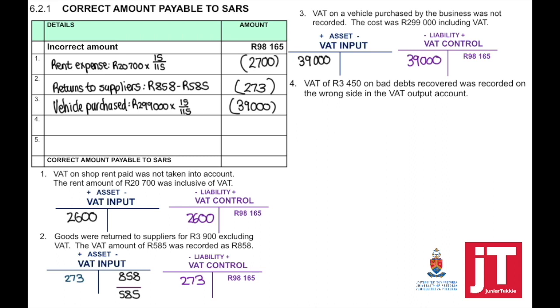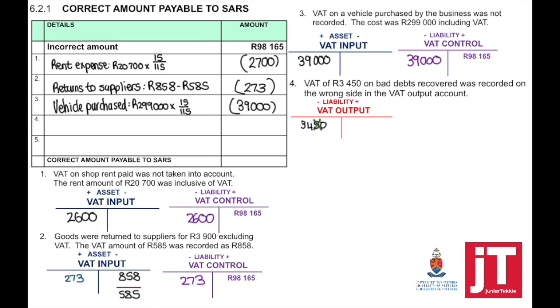When bad debts are written off, we can get a reduction in the amount payable to SARS. But when we've recovered that money, it means that money is now owed to SARS. That output should then be credited. So if this was recorded on the wrong side, it means that my VAT output account was debited incorrectly.